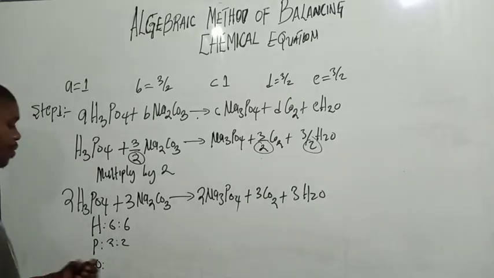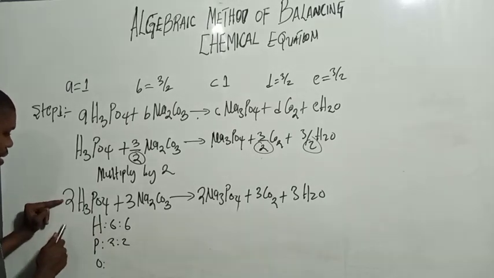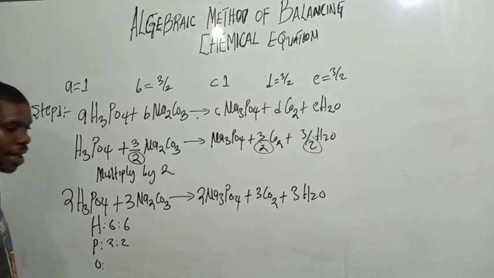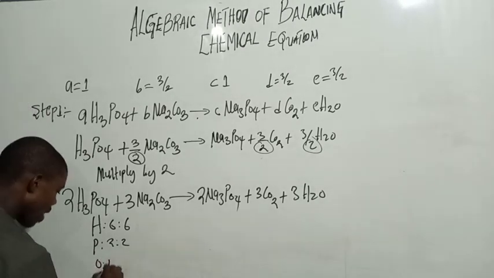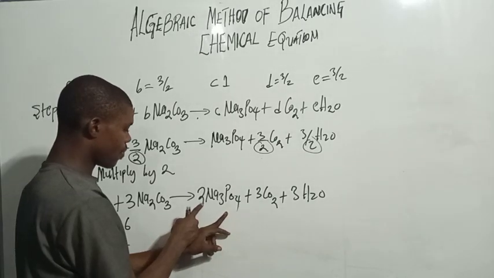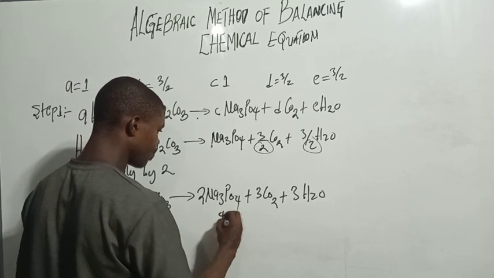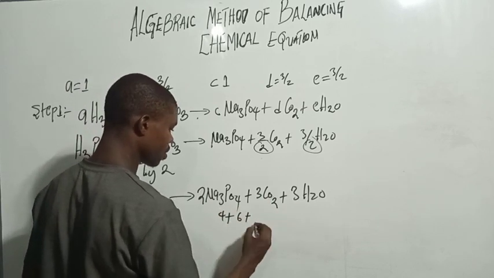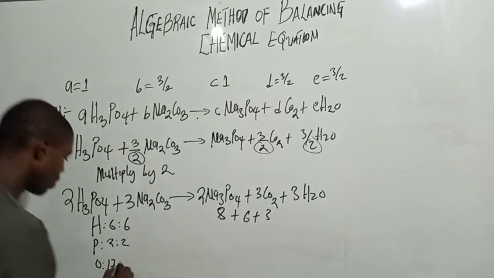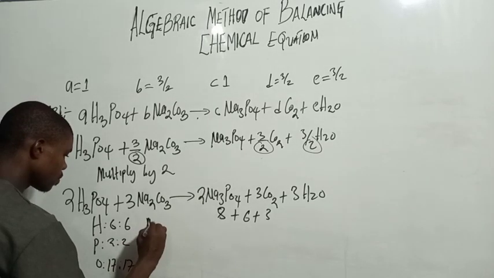Then oxygen. Oxygen is a little bit complex, so we have to take special care. So 2 times 4, which is 8, plus 3 times 3, which is 9. So 8 plus 9, 17. So here we have 17, right? So let's write here: 2 times 2, 4, plus 6, plus 3. That gives 17, which is correct.